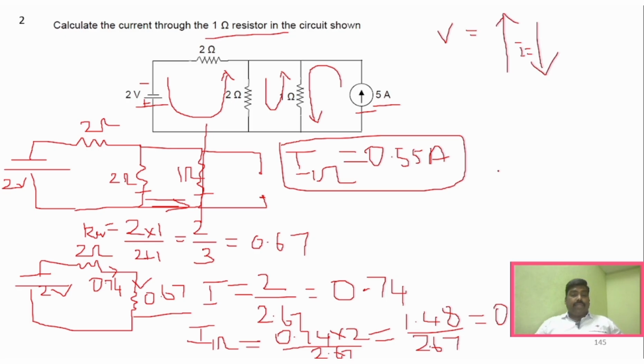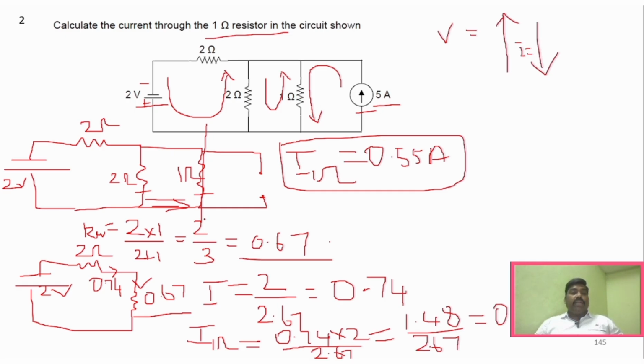Clear? Hope you can understand. So what we have done, we have taken this voltage source alone, we have open circuited the current source, and then I have put the resistors in parallel. I found out the overall current, 0.74, and then by using the current division rule, I found out the current across this particular resistor. Clear? Now again, what we have to do? We need to find out the current across this particular resistor because of this particular source.